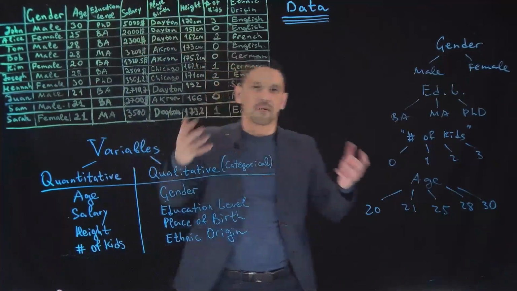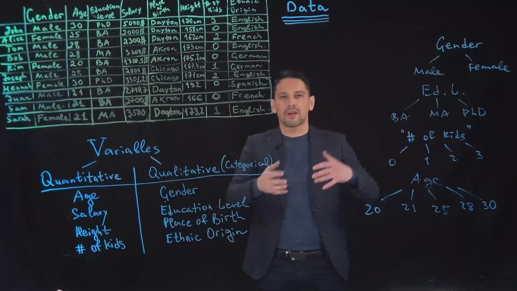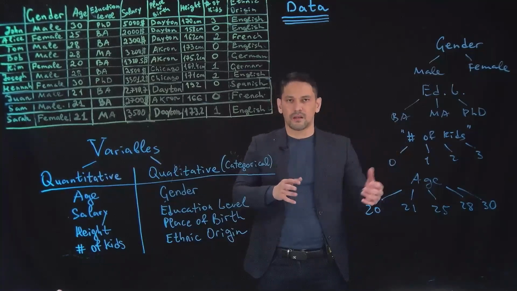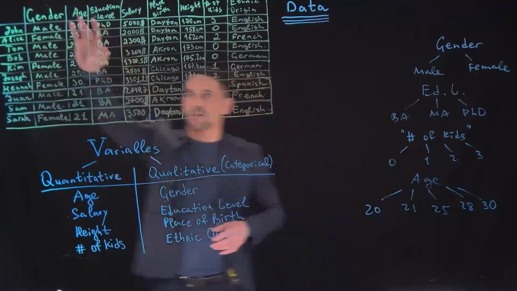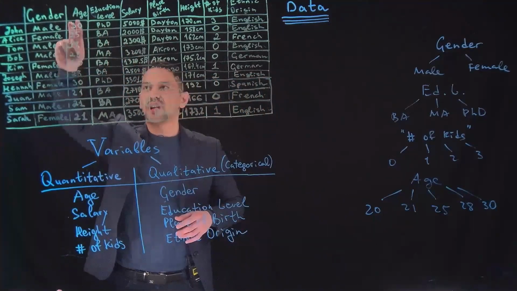Okay, now what's a variable? Well, basically a variable is something that varies, okay? It's something that changes, something that is not constant. For example, age is a variable. Why? Because it varies depending on people. It changes depending on people.